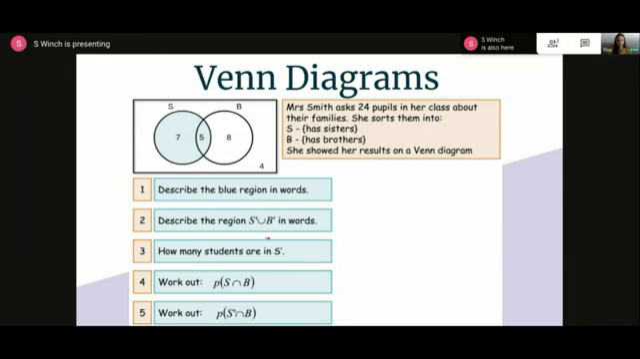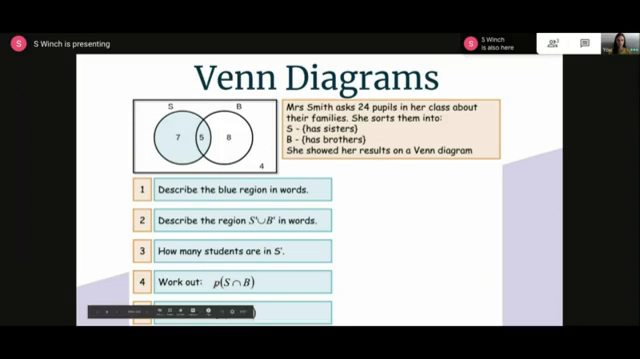How many students are not in S? So this means those that don't have a sister. And of course, that's the numbers in blue, which is the sister. So altogether, there's 12 people that don't have a sister, 8 that have a brother, and 4 that don't have either.